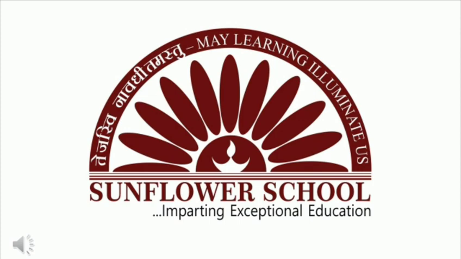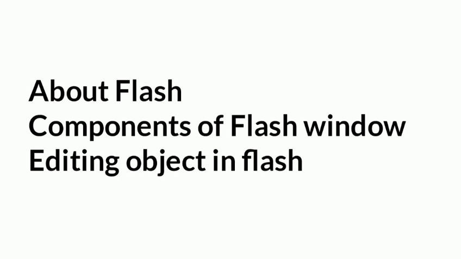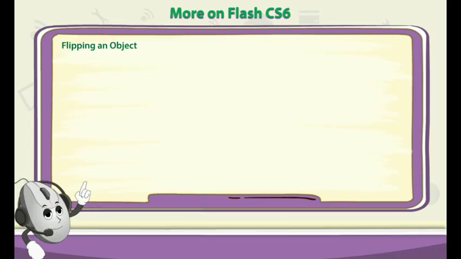Welcome to computer class. Today we are going to continue our chapter number 4, more on Flash CS6. In our previous video, we did learn about what is Flash, components of Flash window like tool panel, stage, menu bar, title bar, property director, all those things, and editing object in Flash like resizing, stretch and skew. Now today we are going to learn about flipping an object.